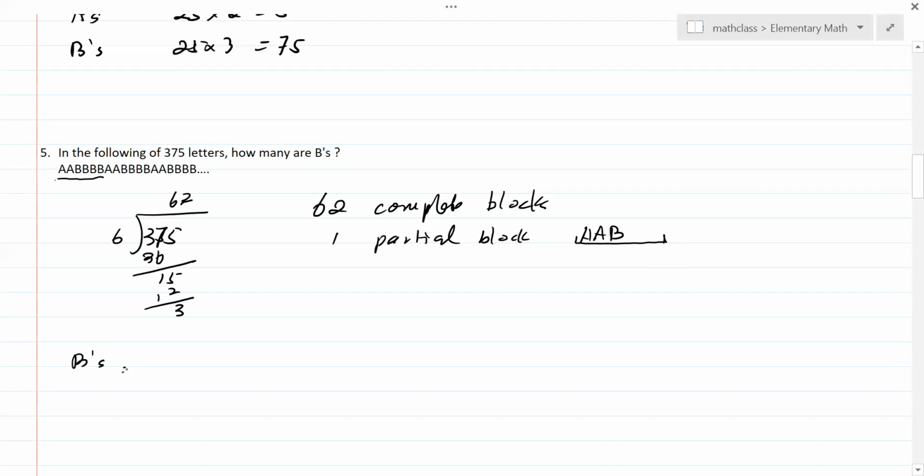The number of B's depends on how many blocks. 62 blocks times 4, since each block contains 4 B's, and then plus the last one, where the partial block contains only 1 letter B. Then you do the computation, and you will get 249. Good job.